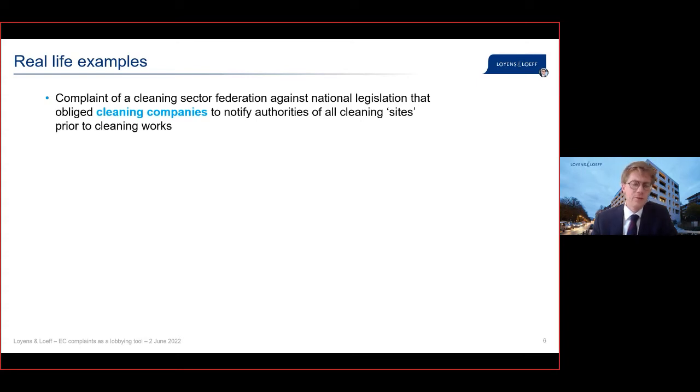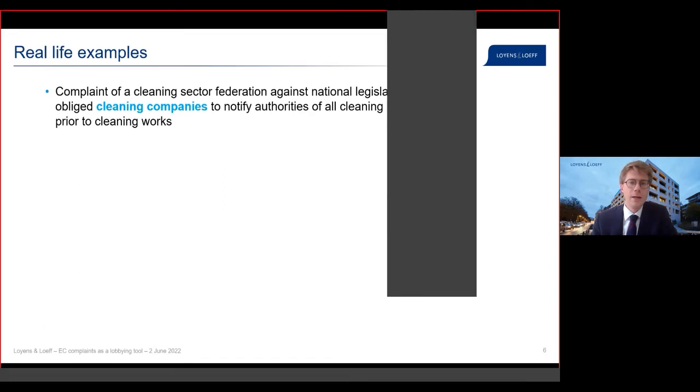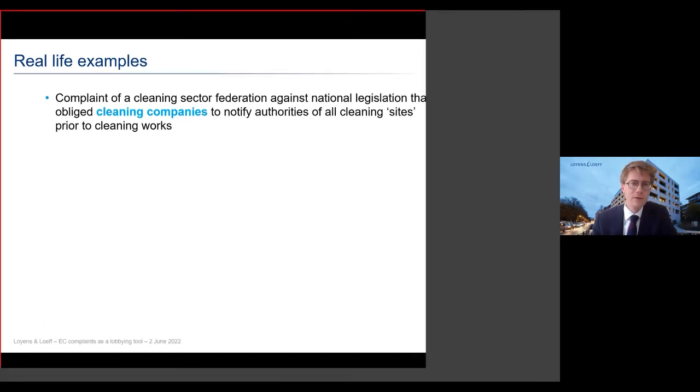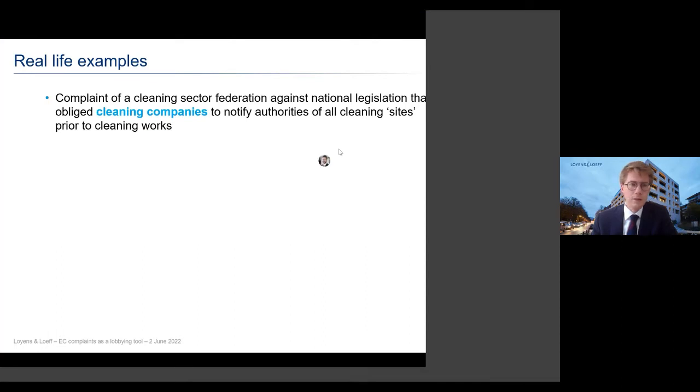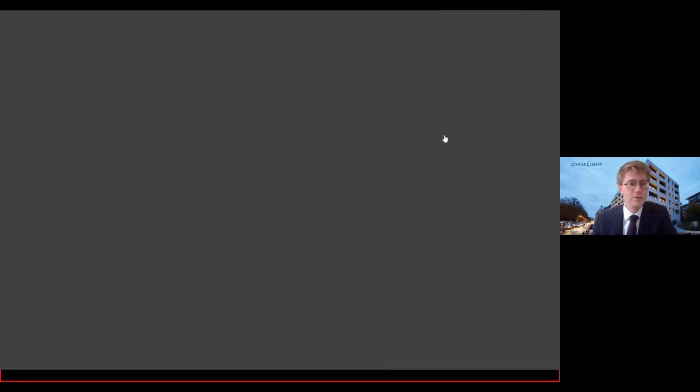So if it concerns an administrative burden for these undertakings, one could consider that the administrative burden could be disproportionate and in violation of EU law, and therefore it would be useful to first interact with the national authorities and the national ministers or governments to ask to change the provision.